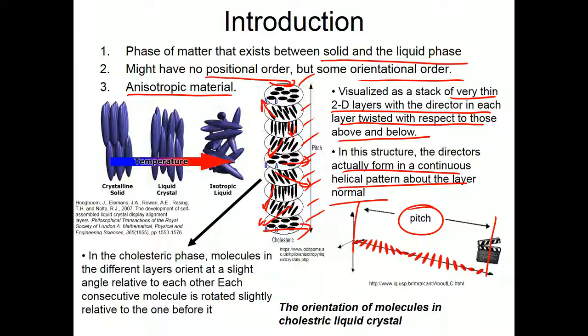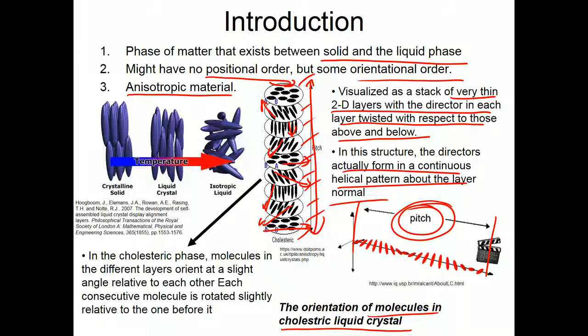So, the orientation of molecules in a cholesteric liquid crystal is given like this. This is the pitch. This is what is called the pitch, from here to here. After that, it returns back to its original configuration. So, understand, it is like a slight twisting that happens, and then again it goes back to its original configuration.